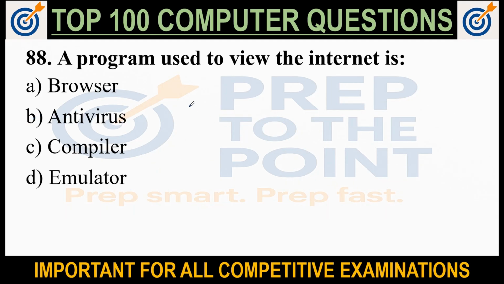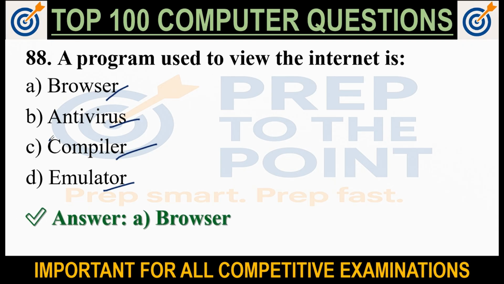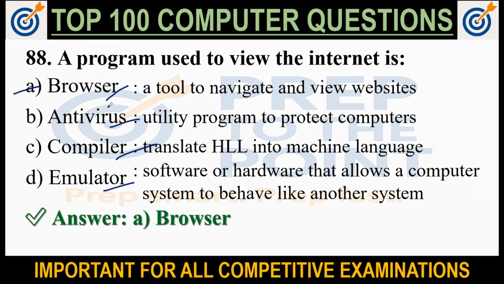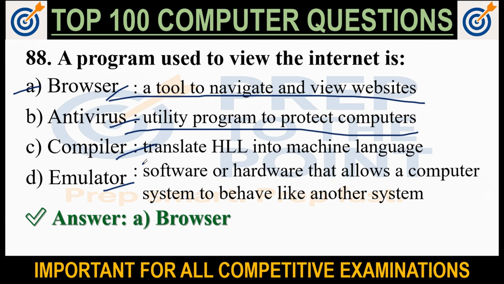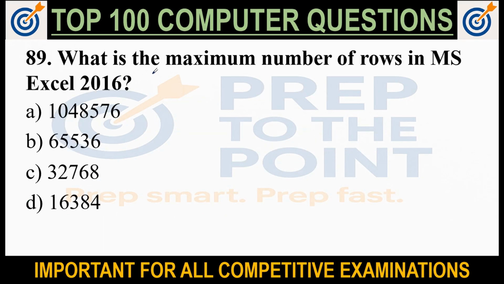A program used to view the internet is browser, antivirus, compiler or emulator? The right answer is browser. Browser is a tool to navigate and view websites, while antivirus is a utility program to protect computers. Compiler translates high-level language into machine language, and emulator is a software or hardware that allows a computer system to behave like another system.